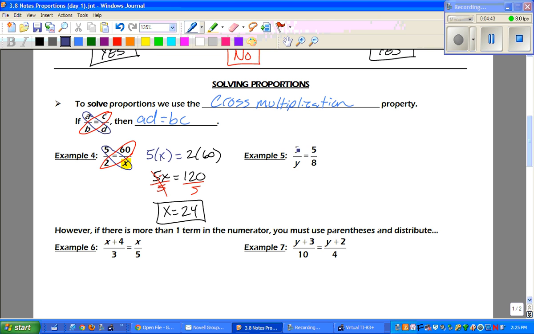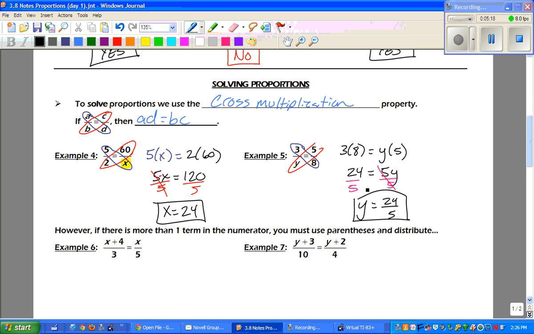All right, let's set this up again. So cross multiply. 3 times 8 equals y times 5. 3 times 8 is 24, equals 5y. To get the y by itself, you need to divide. That does not reduce, so y equals 24 over 5.